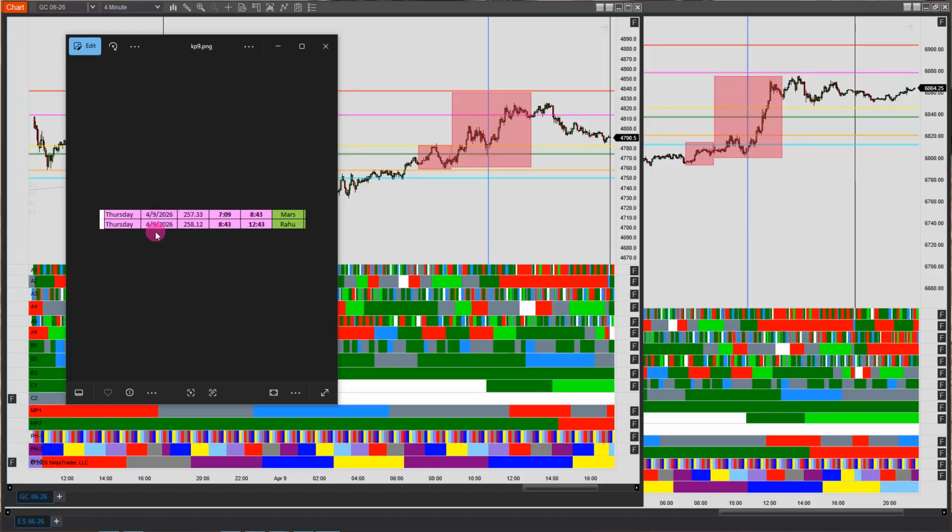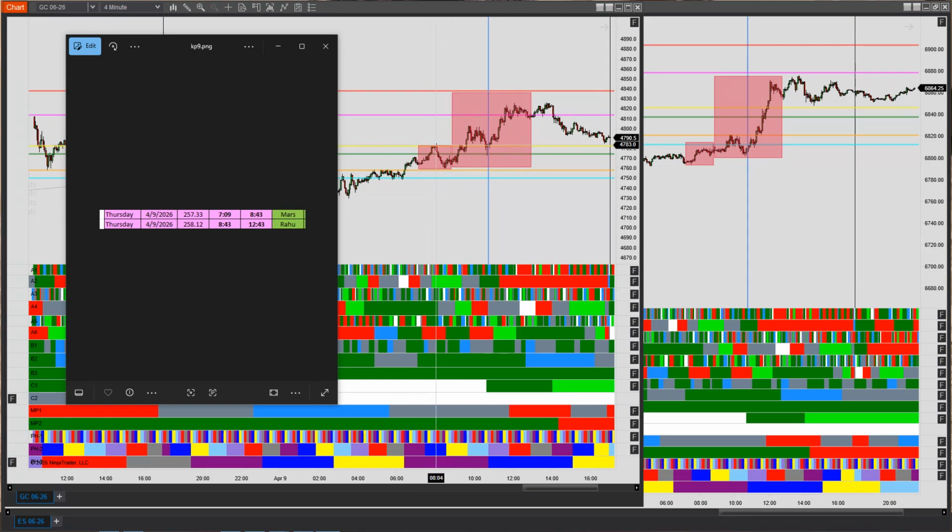I've also got a little snapshot of the trend segments from yesterday. You see we had a Mars segment from 709 to 843, which was a bullish segment, and then we had a Rahu segment from 843 to 1243. If you've seen this mentioned in prior videos, both of these segments are bullish. The Rahu segment usually gives a 3-move up, down, up type of pattern.